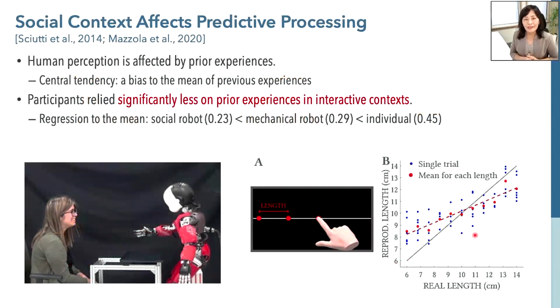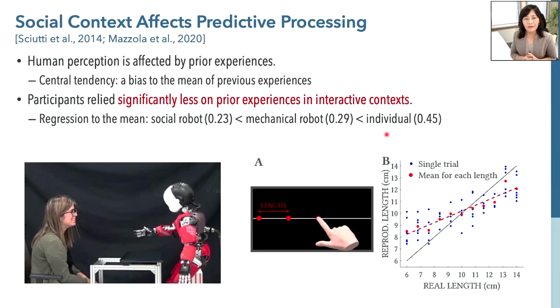And another interesting open question is, of course, the affective shared perception. Dr. Alessandra Sciutti already showed that the social context affects predictive processing. They introduced the iCub to examine how a social partner affects human perception. They found that the social context impacts human perception, and especially the participants started relying significantly less on prior experiences in the interaction context. So it means that in the social robot condition, the humans looked more closely at the incoming sensory signals and relied on them compared to the individual non-social condition.